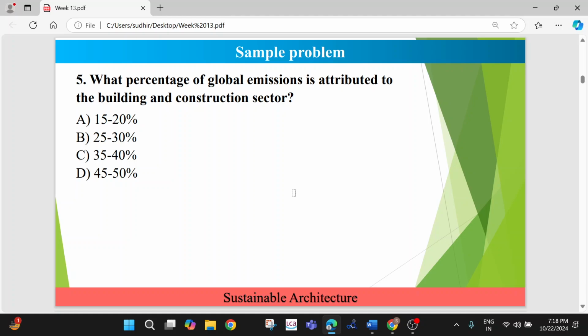Approximately one third is the right answer. This was also discussed in the sample problem questions when we were discussing each week. So C will be the right answer for this question. It is approximately 35 to 40% of the world's global emission that is accounted for by the building and construction sector. C option will be the right answer for question number 5. Is it clear? Okay, so let's move to the next question then.